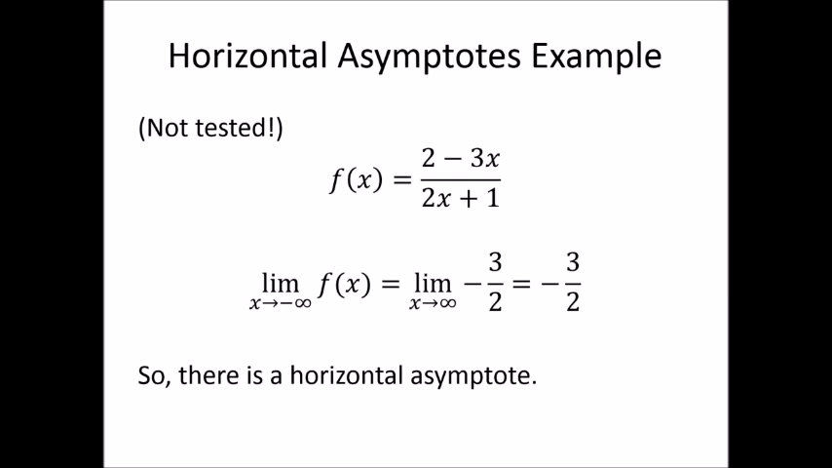Like I said, this is not going to be formally tested, but if I give you a rational function to graph, there may be a bonus point or two for finding the horizontal asymptotes. The last part of this lecture is about sketching graphs. When you sketch a graph, there is basically a process to go through.